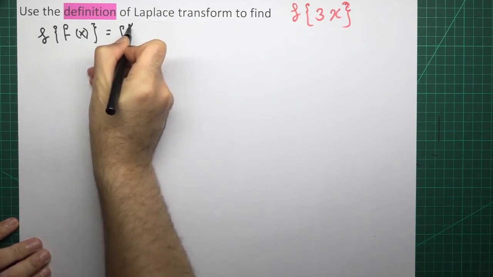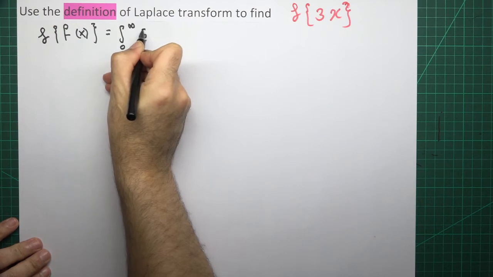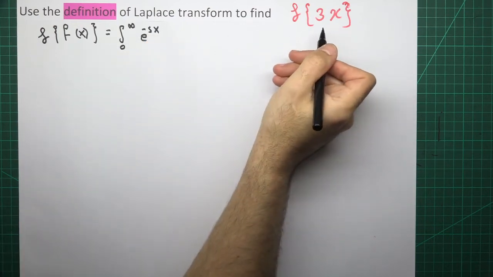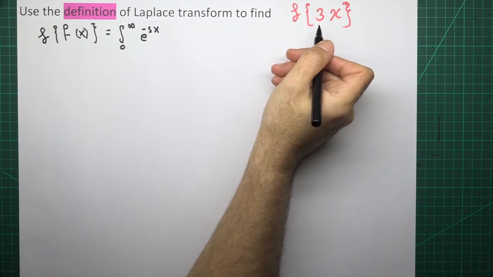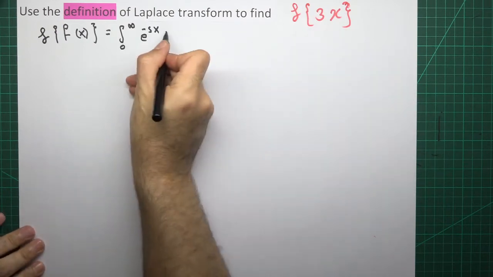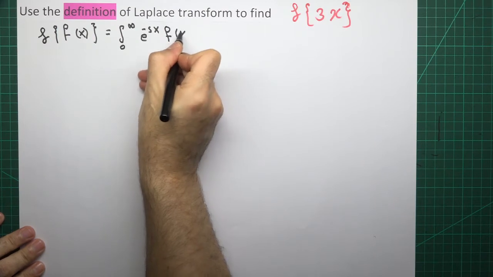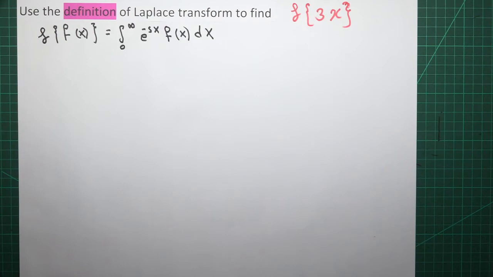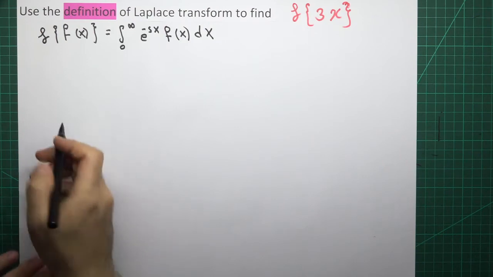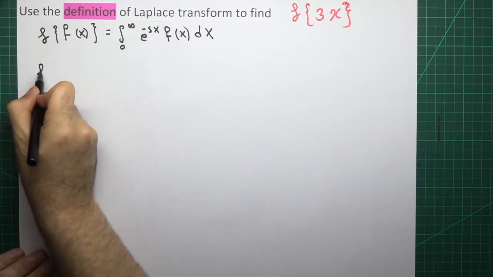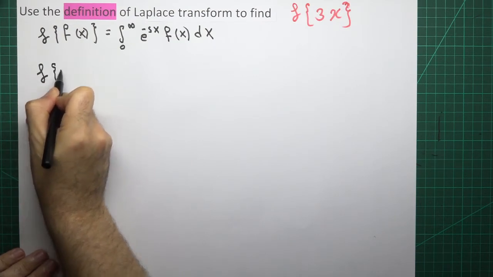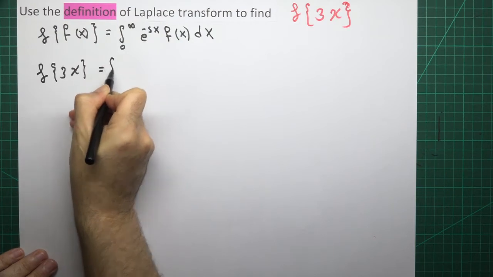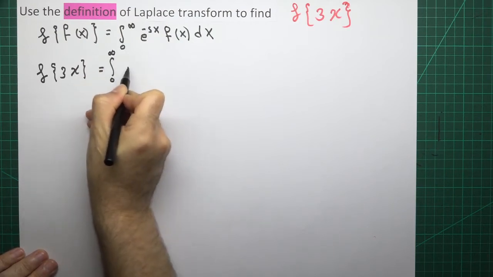So this is من 0 إلى infinity e to the minus sx not st، لأنه الفانكشن في x هنا عندي independent variable x times not f of t، f of x. So يعني وبصير أيضا dx. So ممكن يكون x أو ممكن يكون t، هذا لا يؤثر في شيء. إذن Laplace transform of 3x equals هذا الانتجرال من 0 إلى infinity.